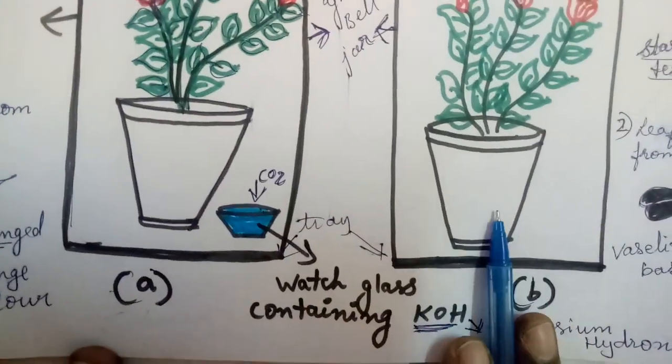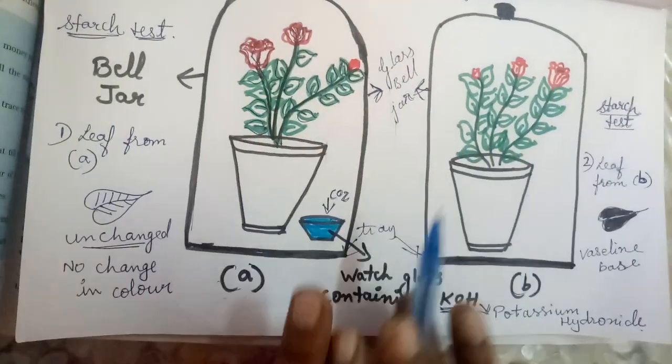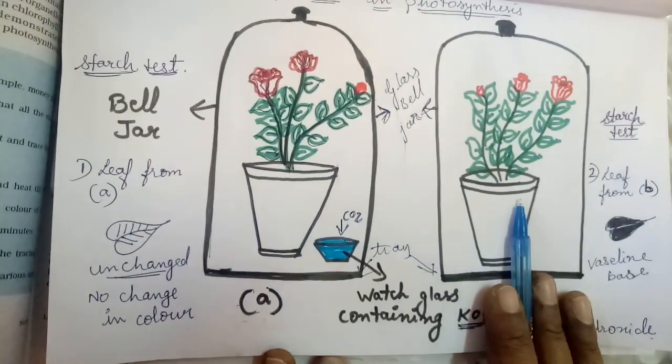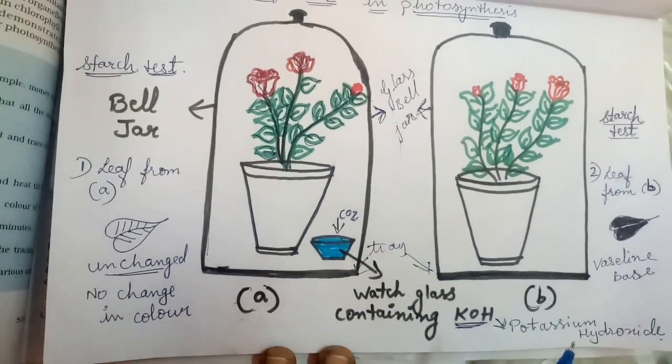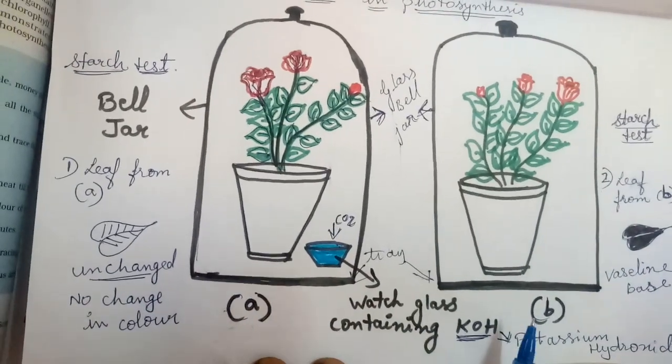Whereas in the potted plant we have not taken it. After putting this arrangement in this manner, we have to keep this potted plant in the sunlight for 5 to 6 hours. For what process? So that it can carry out photosynthesis.